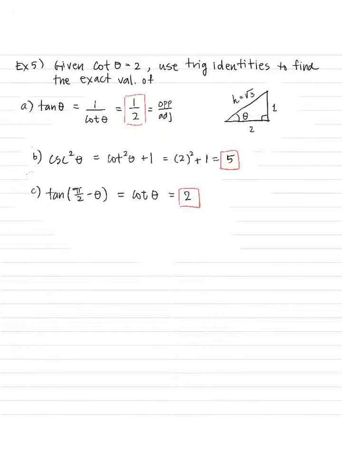Let's do another one. Let's do just one more. Okay, hang in there. So D, let's go with secant squared of theta. Now the Pythagorean identity says secant squared is tan squared plus 1. Now from part A, we already computed the tangent. Tangent of theta is 1/2. So here you're going to have 1/2 squared plus 1, which is 1/4 plus 1, which is going to be 5 over 4. And there you have it.